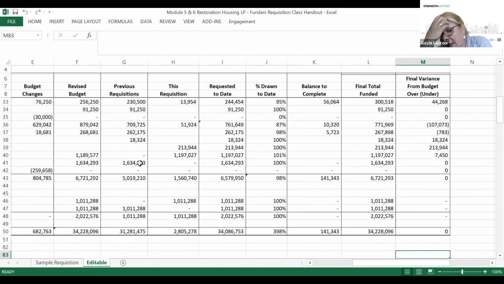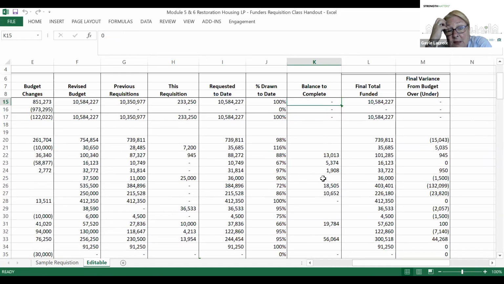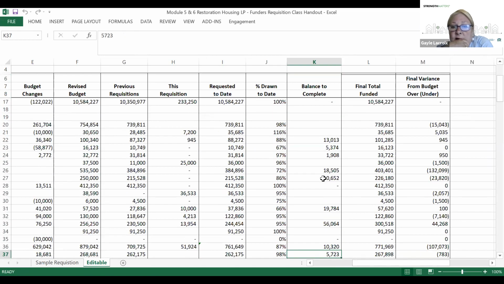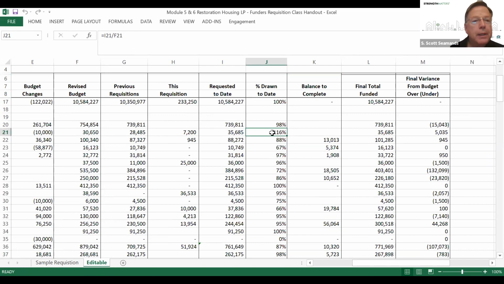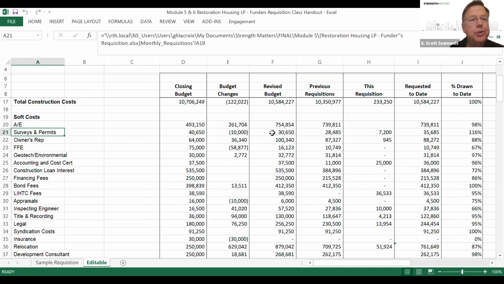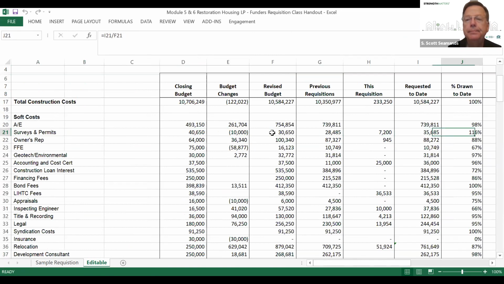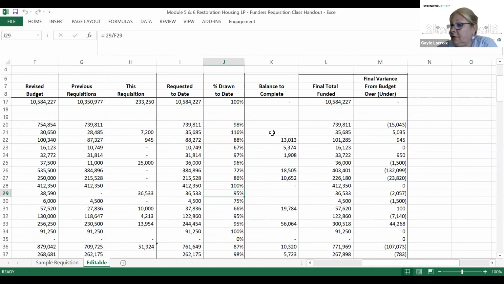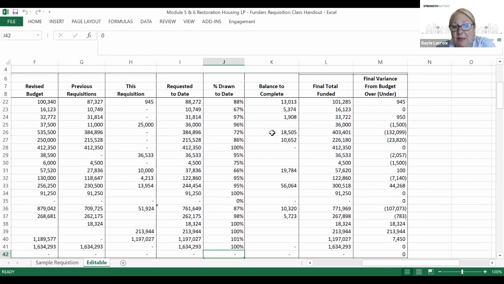The percentage column is really helpful because you can start to see if you're creeping in closely to where you're going to be. Sometimes you're over a little bit. If you're borrowing from the contingency line item, you're likely over in some categories and under in others. So let's see. There's 116% on line 21. Surveys. Yeah, it looks like that one went over budget. So your lenders are going to want to know why.